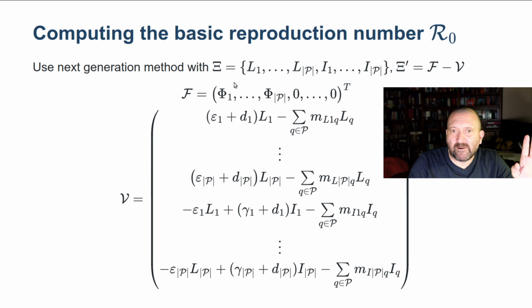Okay, so these are these entries here. There's no new infection coming into I, so I have a bunch of zeros here. And the vector v, that comes with a negative sign, has all other flows in the system, in those variables. So these are the flows in the L compartments, and these are the flows with a negative sign again. These are the flows in the I compartments.